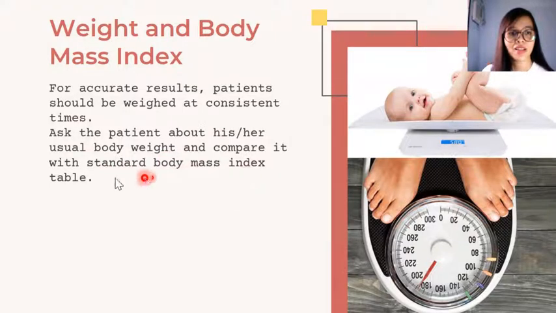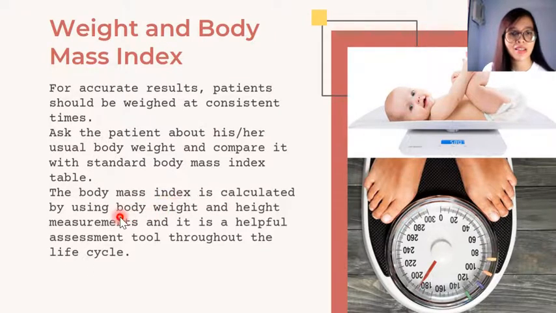and compare it with the standard body mass index table. Actually, you will be taught how to compute your body mass index in your laboratory subject, so do practice on that. That is very helpful. The body mass index is calculated by using the body weight and the height measurements, and it is a helpful assessment tool throughout the life cycle. The interpretation would be whether you're underweight, overweight, or obese.